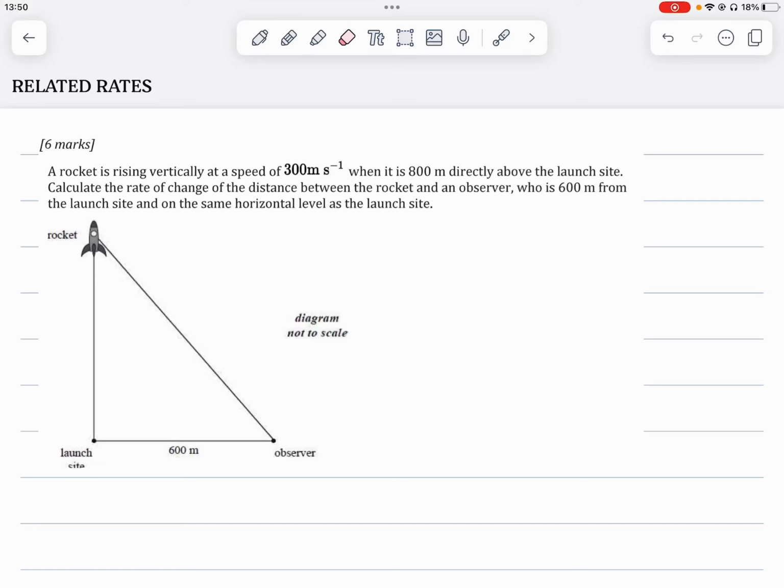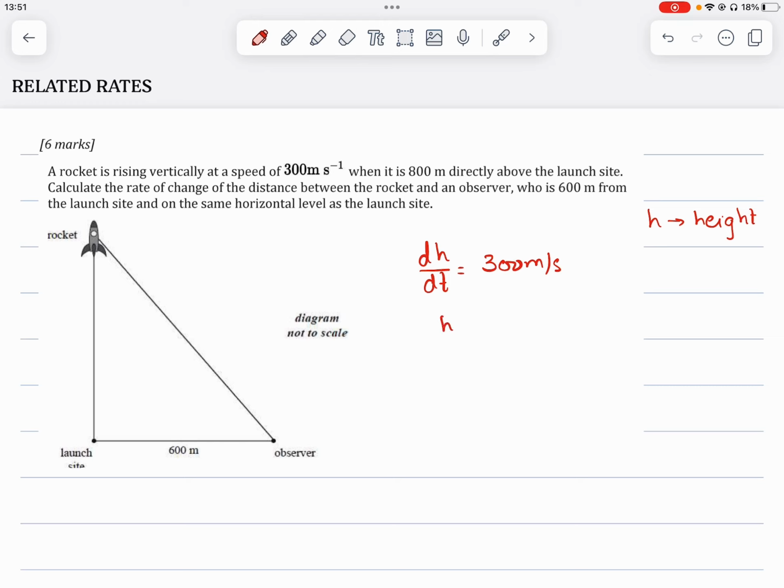So welcome. This is past paper questions based on related rates from the calculus differentiation topic. The first question is, a rocket is rising vertically at a speed of 300 meters per second. So for the rising height, height is always denoted by h maybe. So we can take it as dh/dt equals 300 meters per second, where h is going to be the height. So you need to mention what the height is. H is denoting height.